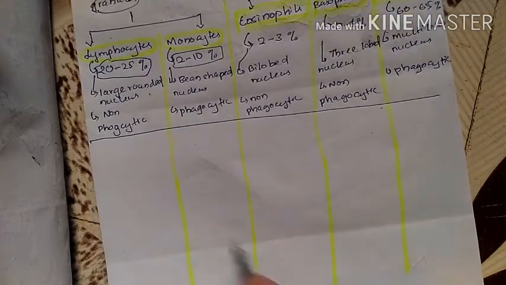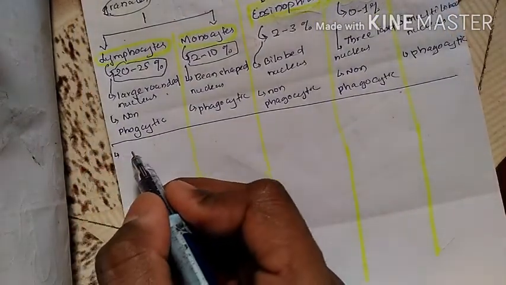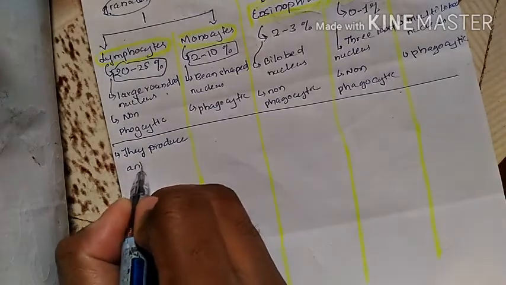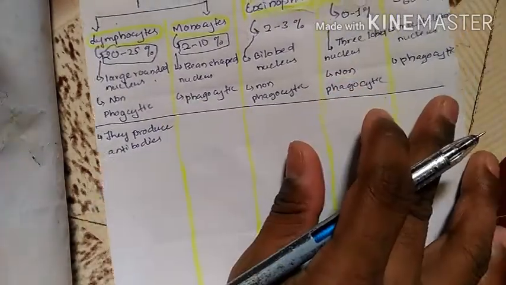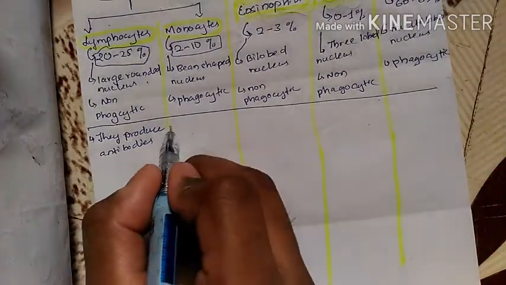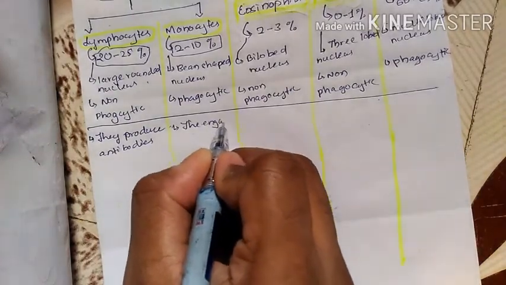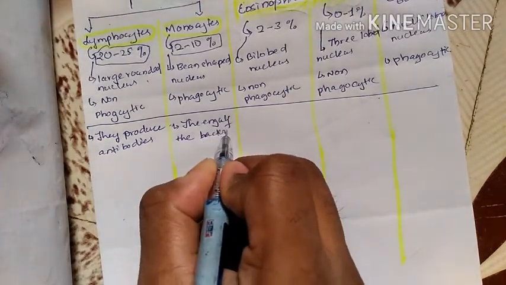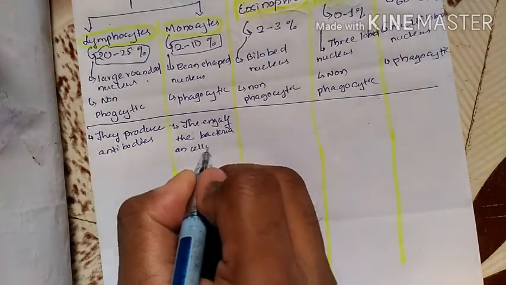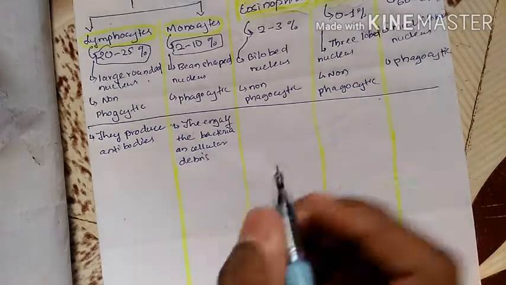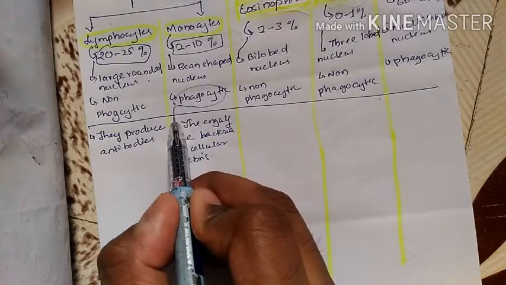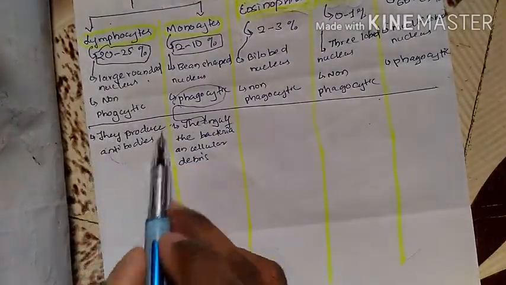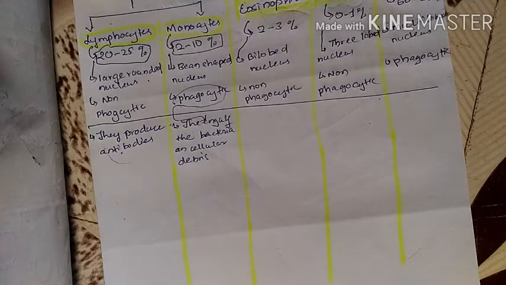Now the functions, what do they do? Lymphocytes produce antibodies, which fight against bacteria or the enemies of the body. And the monocytes, what do they produce? They don't produce antibodies, they are phagocytic, so they engulf bacteria or cell debris. Cell debris means dead things in the blood that the monocytes engulf because they are phagocytic. The function of phagocytes means engulfing.